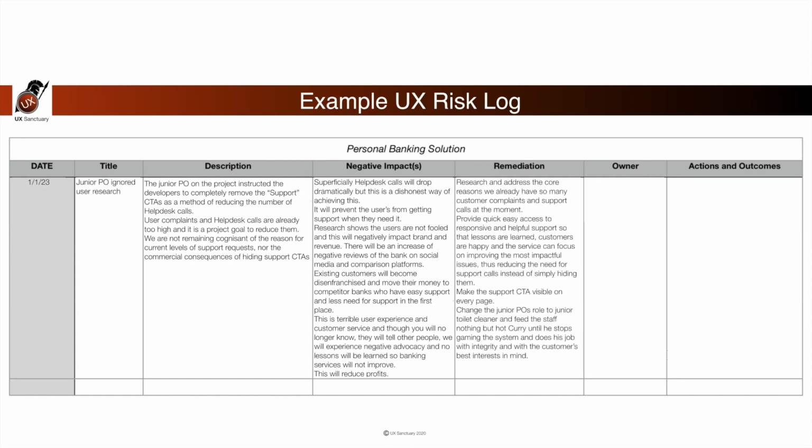In this case, I said, research and address the core reasons we already have so many customer complaints and support calls at the moment. Provide quick and easy access to responsive and helpful support so that lessons are learned, customers are happy, and the service can focus on improving the most impactful issues that the customer raises, obviously, thus reducing the need for support calls instead of simply hiding them. I went on to suggest that they make the support CTA visible on every page, and that the junior PO's role should be changed to junior toilet cleaner, and the staff should be fed nothing but hot curry until he stops gaming the system and does his job with integrity and with the customer's best interest in mind.